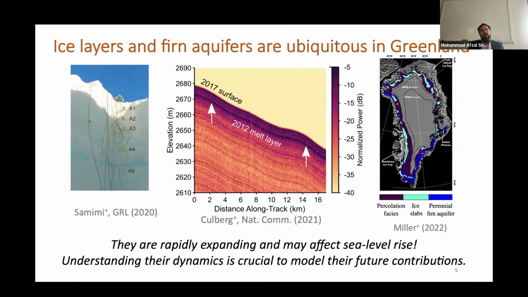Furthermore, LiDAR measures the surface elevation change, which is not the same as mass loss. So to understand these remote sensing observations, we need to have a better physical knowledge of hydrology. Ultimately, understanding the dynamics of meltwater, including evolution of ice layers, is crucial to constrain their contributions to glacier surface mass loss, especially in a warming climate.